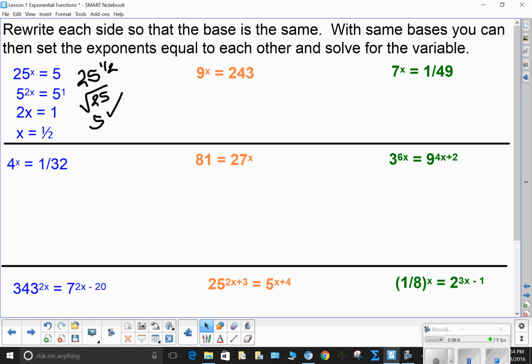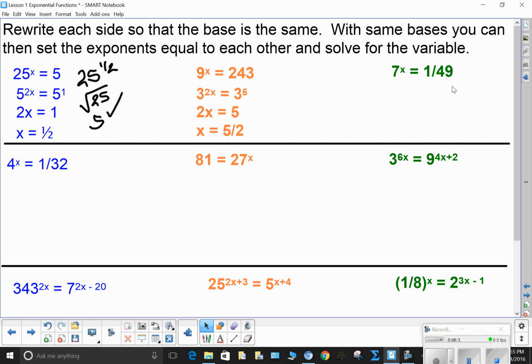The whole thing checks. Okay, 9 to the x is equal to 243. Remember on the previous one, here you could try 9 times 9 times, that didn't work. 9's not a common base. But remember that 9 can be rewritten as 3 squared, and then 243 is 3 to the 5th. Again, common bases. Since the bases are equal, the exponents must be equal.